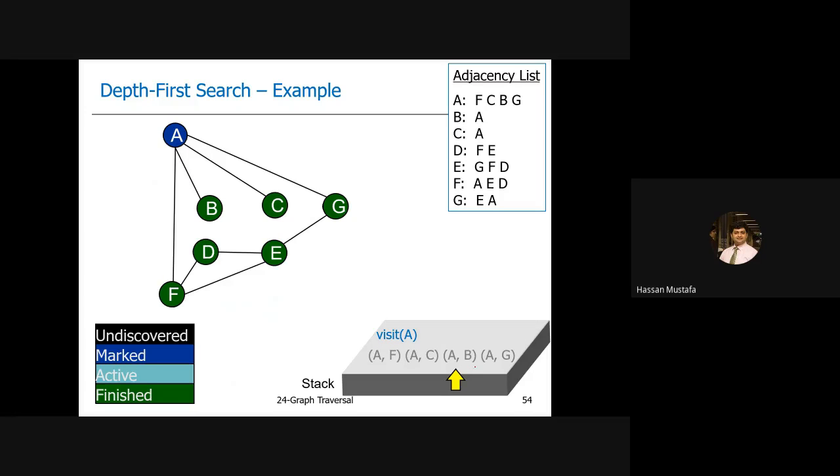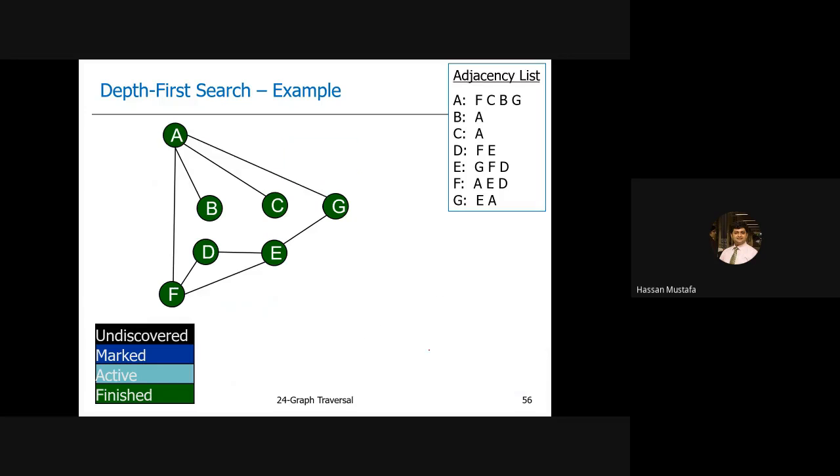Now for A, this A has the last edge towards G, but G was already marked from this path from F to E to G. So I would not process it again. In fact, this G would not do anything, and now I have no unvisited neighbor of A. So I will pop A again. So that's the end of this algorithm. Then the stack is empty and the while loop is terminated.